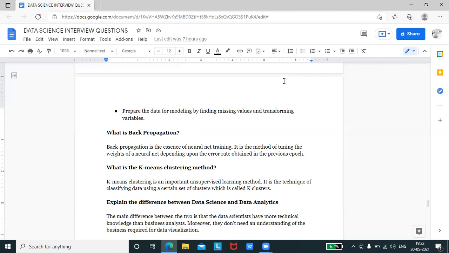So the k-means clustering determines the best value for the k center points or centroids by an iterative process. It assigns each data point to its closest k center. Those data points which are near to the particular k center create a cluster. Hence, each cluster has data points with some commonalities, and it is away from other clusters.